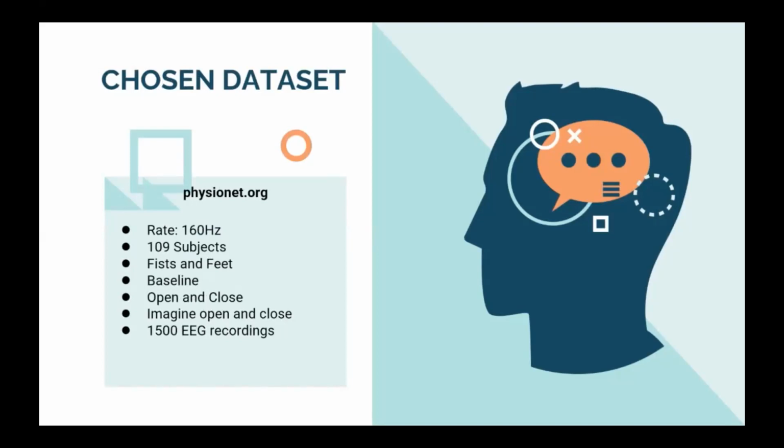The data was collected using 64 electrodes and sampled at 160 Hz. EEG signals of 109 subjects were recorded. Each subject performed multiple tasks, including resting and moving either the right fist, left fist, both fists, or both feet. In total, the dataset has approximately 1,500 EEG recordings, each belonging to one of the tasks I just mentioned.